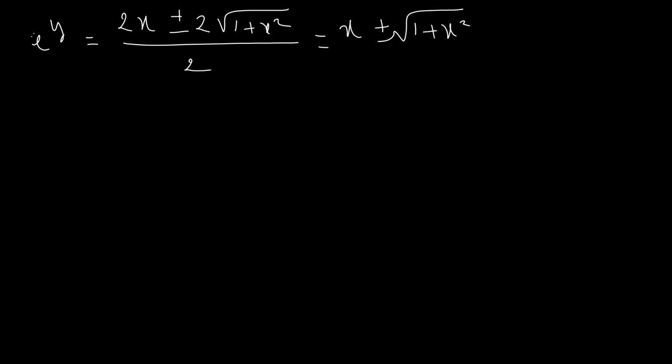But now what do we know about the exponential function? We actually know that the exponential function e to the y is always positive. It therefore means that we are not going to take the minus sign, which means e to the y will just be equal to x plus the square root of 1 plus x squared. Because if you take the minus sign, x minus that square root will produce something negative.